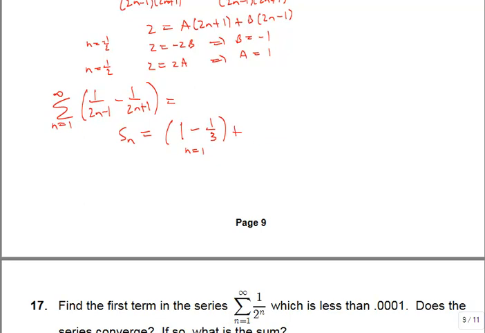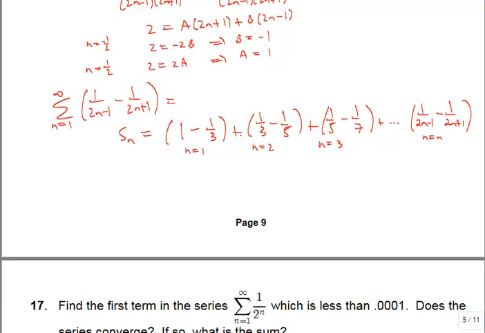Then we're going to add to that what we get when n is 2. So that'll give me 4 minus 1, which is a third, minus, 2 times 2 is 4, 4 plus 1 is 5, so we'll get a fifth. Then I'm going to add in when n is 3. So that'll give me 6 minus 1, which is a fifth, minus a seventh. And if I keep on going, for the nth term, this will just be 1 over 2n minus 1 minus 1 over 2n plus 1. So this is what the nth partial sum looks like.